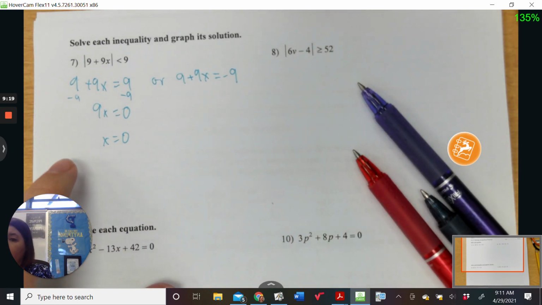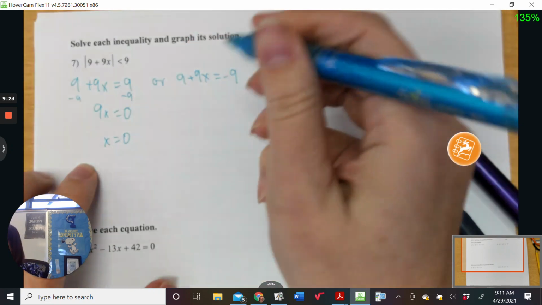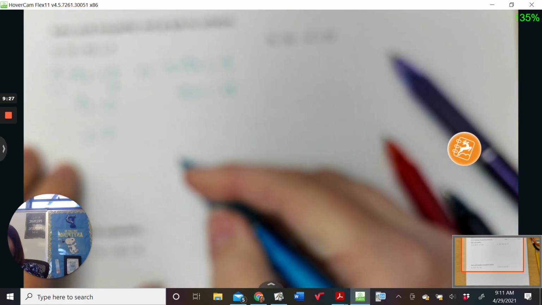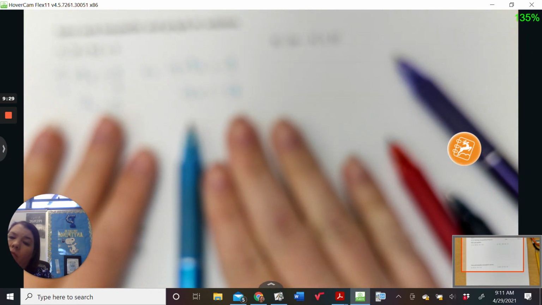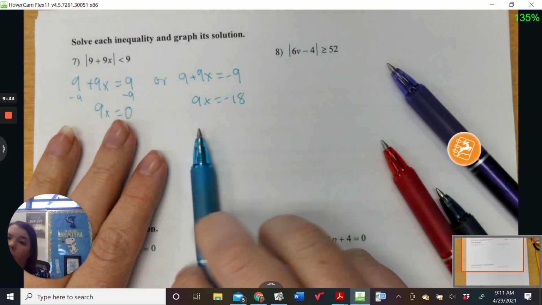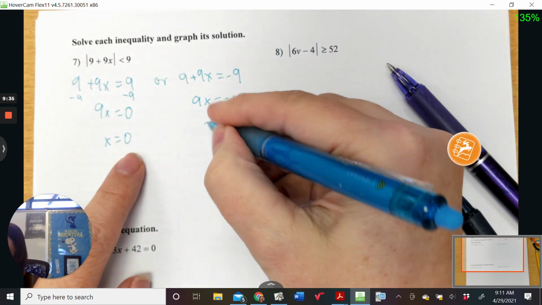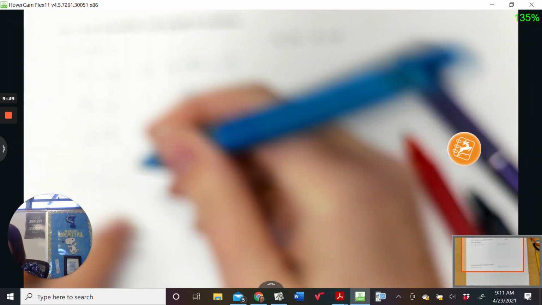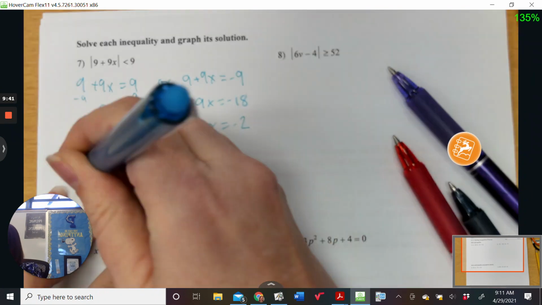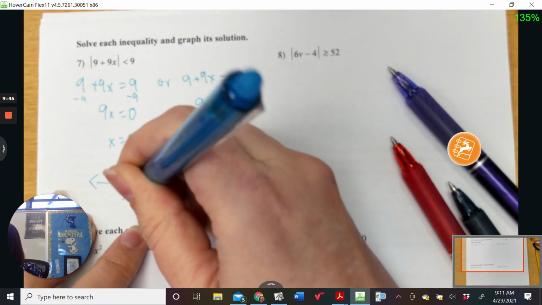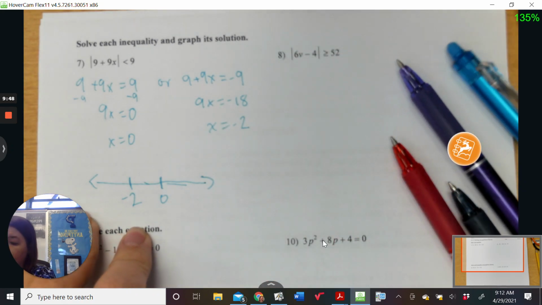We subtract 9 from both sides here. We've got 9x is negative 18. Okay. And so then I divide, and x is negative 2. So now I'm going to draw my boundary, my line. I've got a number at 0 and then negative 2. So now I have 2 boundaries.